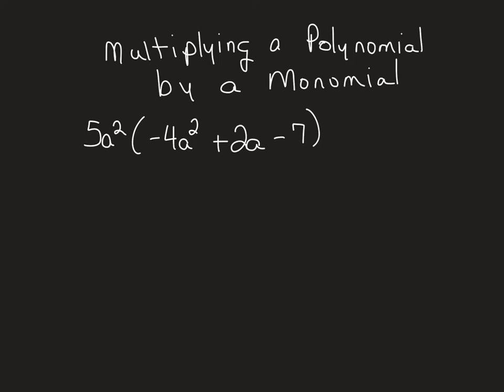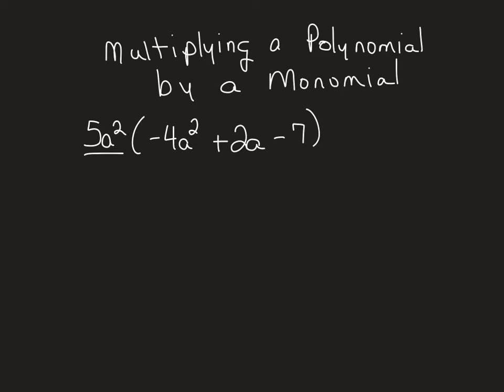In this section, we're going to look at multiplying a polynomial by a monomial. In the example I have written down, we have the monomial 5a squared, and I'm multiplying it by the trinomial negative 4a squared plus 2a minus 7. And we'll use the distributive property.